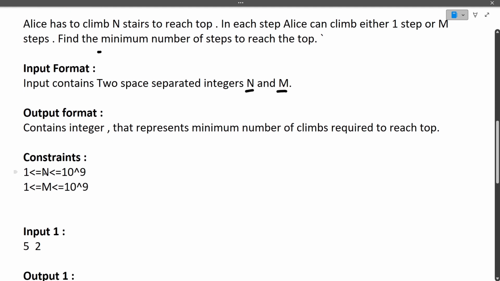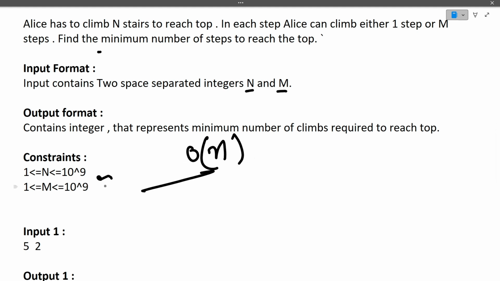Constraints are, n is from 1 till 10 to the power 9. m is also from 1 to 10 to the power 9. So it means the maximum time complexity that we can use in our solution is big O of log n. Oh sorry, not log n. So the maximum time complexity that we can achieve is big O of n. So we cannot go to n square, n log n or n cube. The maximum time complexity is big O of n because of the constraint.